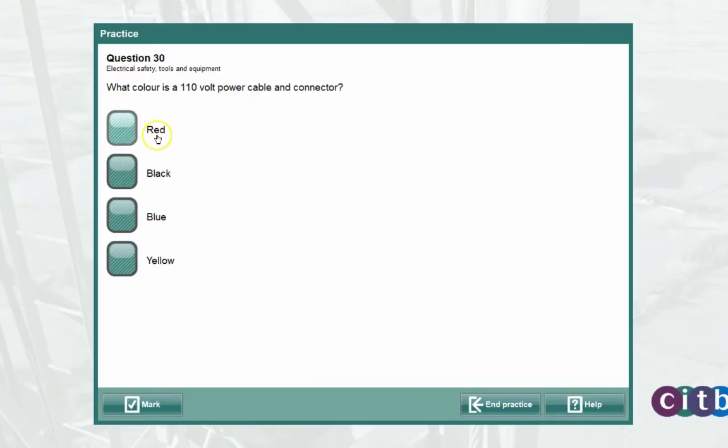What color is a 110-volt power cable and connector? Red, black, blue, yellow.